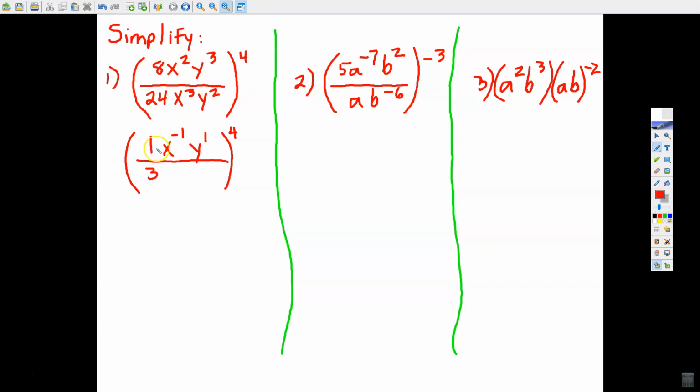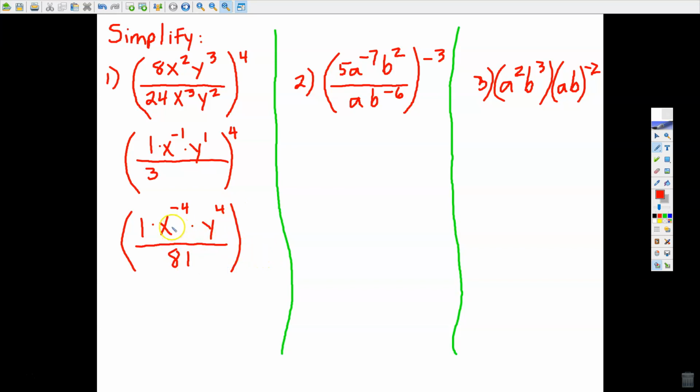Now I'm going to raise every individual number or variable that's being multiplied. I'm going to raise each one of those to the 4th power. So starting with 1 to the 4th power is still 1. X to the negative 1 raised to the 4th. When a power is being raised to a power, this is when you multiply those powers together. So that's going to make x to the negative 4. And here 1 is being raised to the 4th. 1 times 4 is 4, y to the 4th. And down below, 3 raised to the 4th is 81.